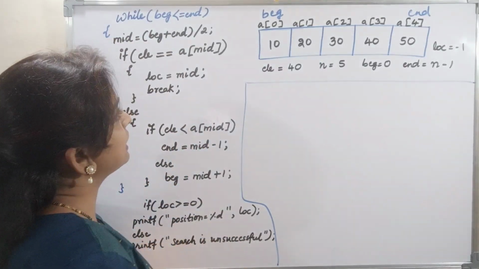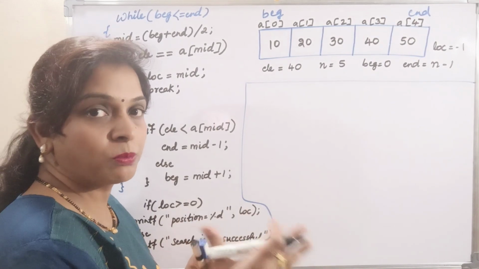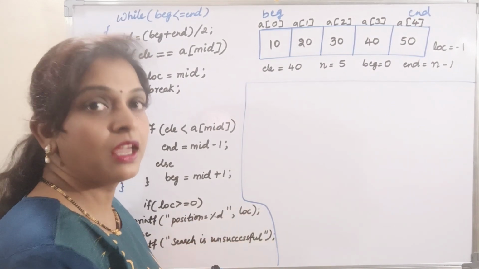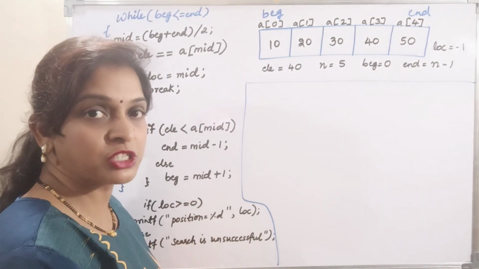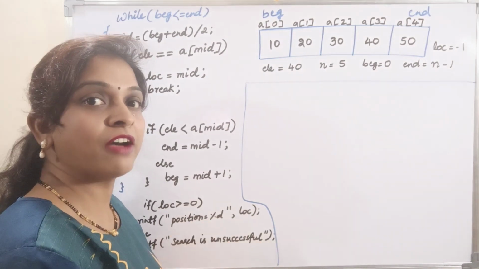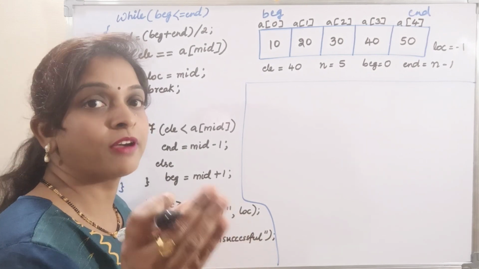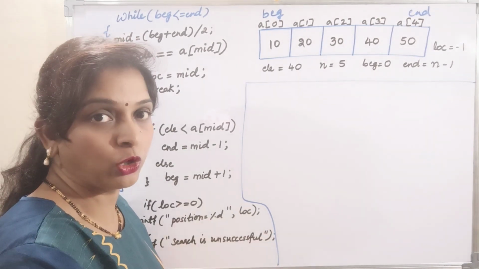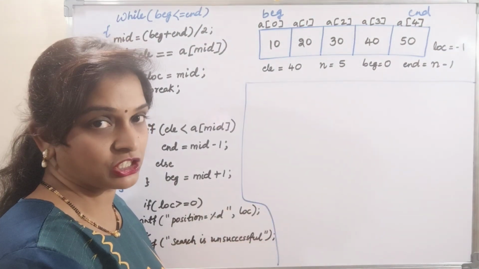I say beginning less than or equal to ending. So I need to check the array bound. Before I start applying the binary search technique, what it is going to do, all these things we have dealt with in the previous video. Please do check out the playlist of binary search, tracing and algorithm. There you will understand what actually happens with binary search.